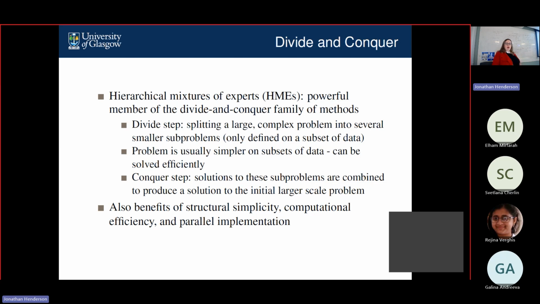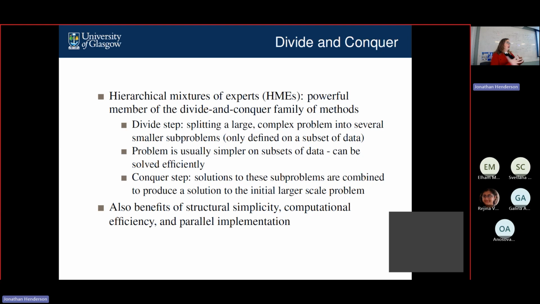So hierarchical mixture of experts models are useful because essentially they treat a large, complex, global problem as a series of small, localized separate problems. So it's one of the divide and conquer methods. So the divide step being that we break down the large problem into smaller subproblems, which we hope will be much simpler and easier to solve and can be solved efficiently. And then the conquer step is where we join up all those solutions to essentially make the local solutions global again. So it's a nice approach because it adapts locally to complexity.